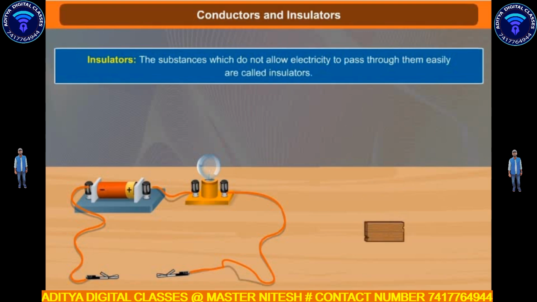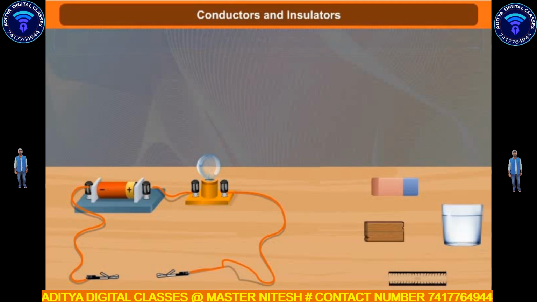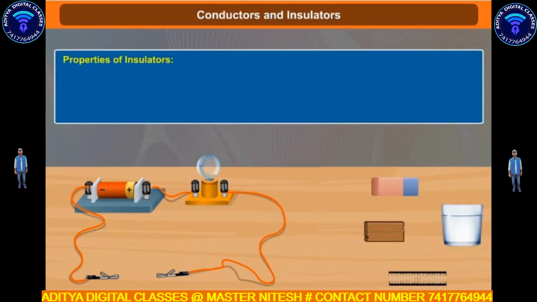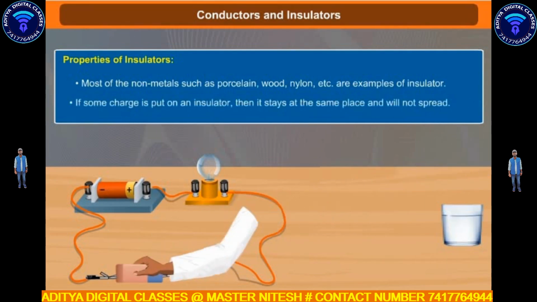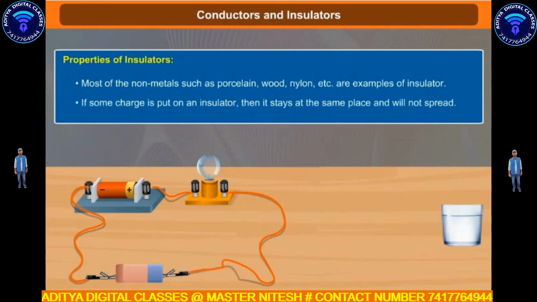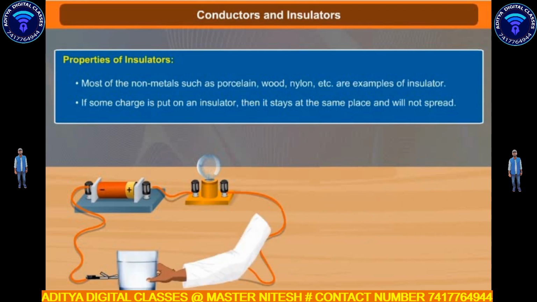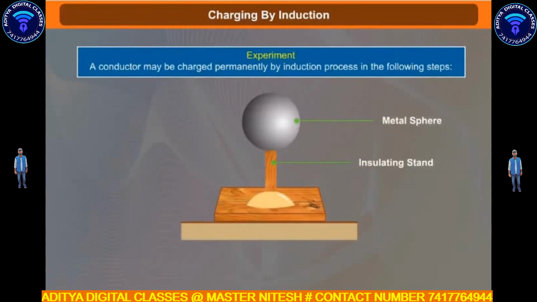Insulators. The substances which do not allow electricity to pass through them easily are called insulators. Properties of insulators. Most of the non-metals such as porcelain, wood, nylon, etc. are examples of insulators. If some charge is put on an insulator, then it stays at the same place and will not spread. A conductor may be charged permanently by the induction process in the following steps.